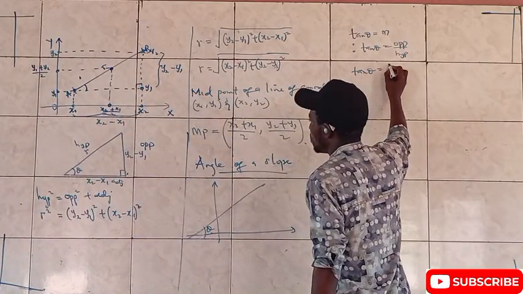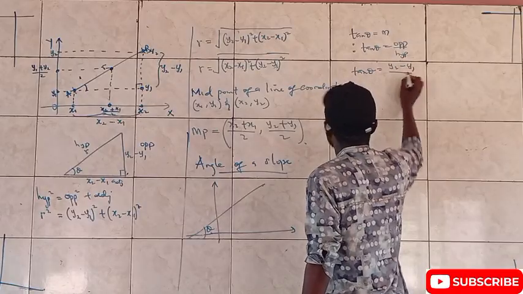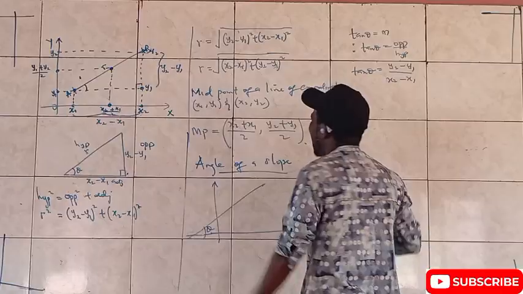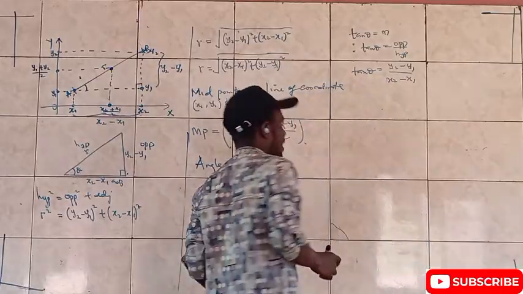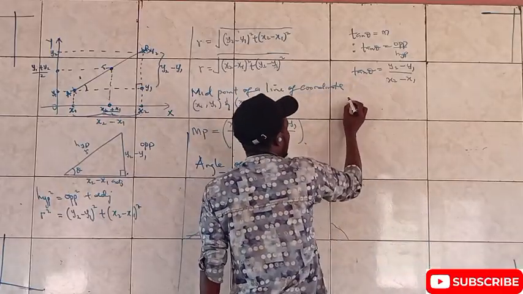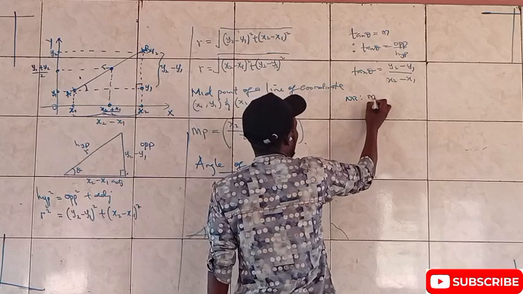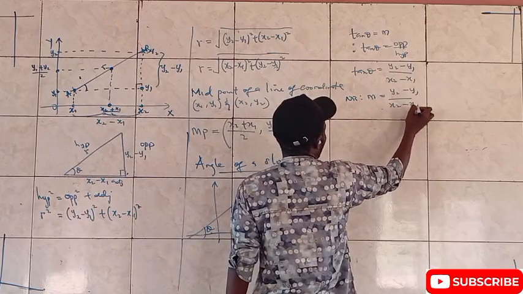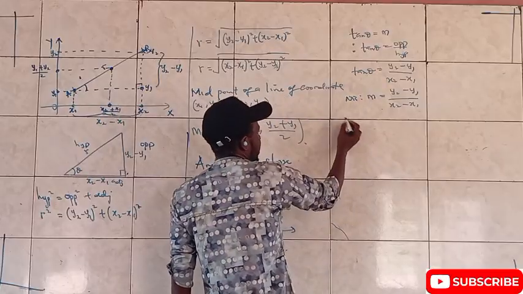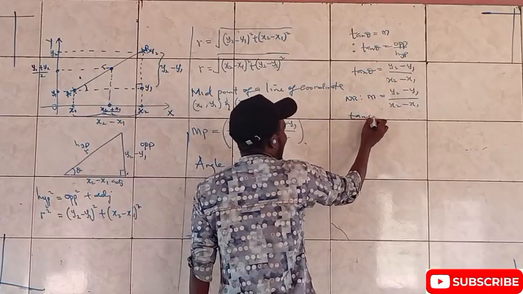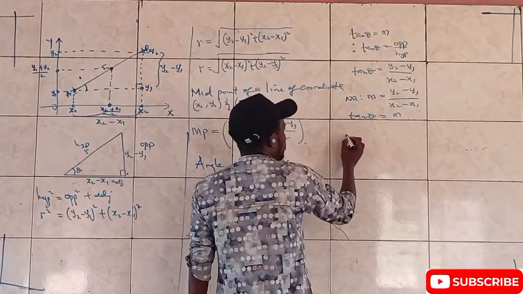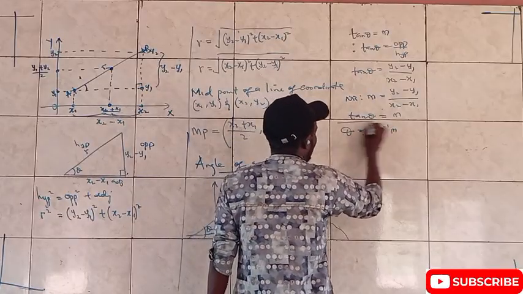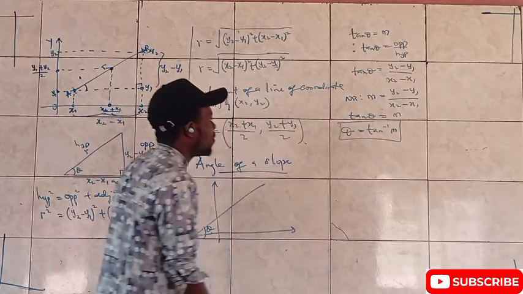Tan theta is opposite, which is y2 minus y1, over adjacent, which is x2 minus x1. And if you remember, I told you in our last class that our slope is y2 minus y1 over x2 minus x1. What does that imply? It implies that tan theta is equal to m. So theta is equal to tan inverse of m, the inverse function of tan of m.